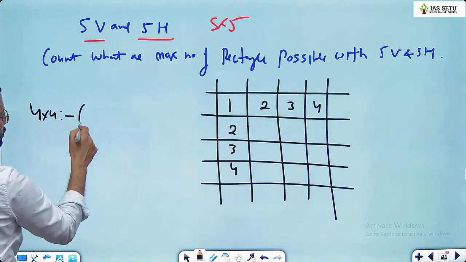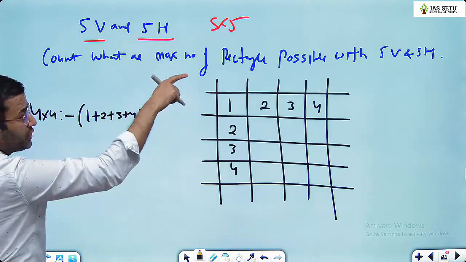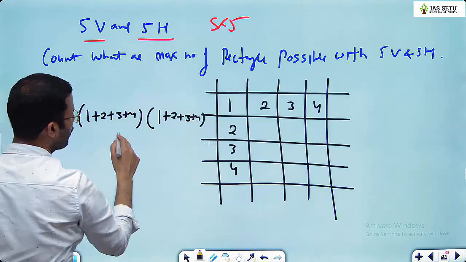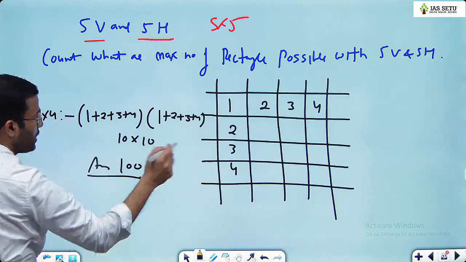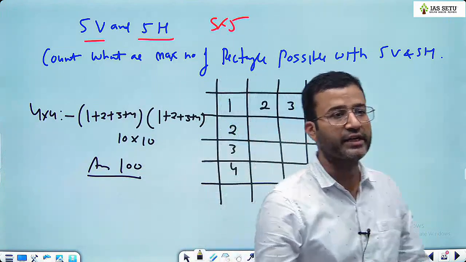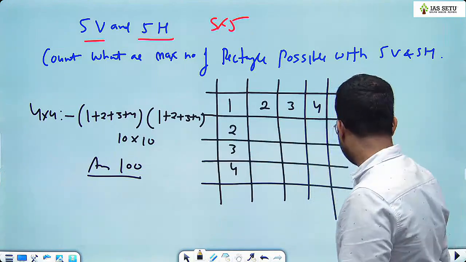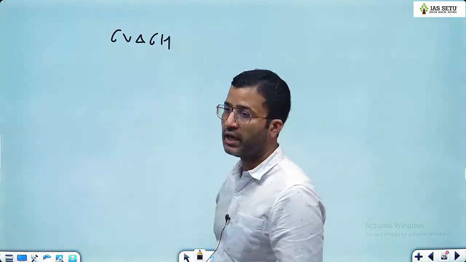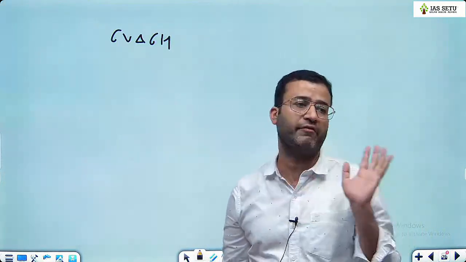After that, our shortcut is 1 plus 2 plus 3 plus 4, because the question is rectangle. Another bracket 1 plus 2 plus 3 plus 4. 10 into 10, 100. So your correct answer is 100. The idea is when they give lines or sides, your figure will be 1 less. Similarly, if you try 6 vertical and 6 horizontal lines, the figure formed will not be 6 by 6, it will be 5 by 5.